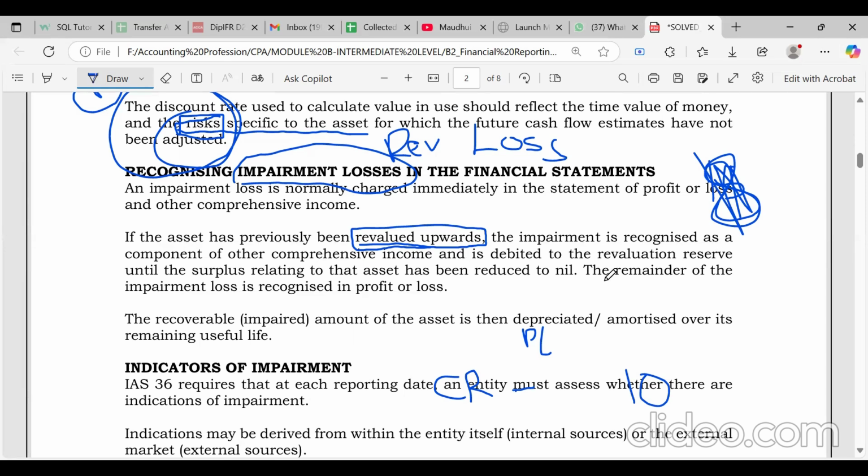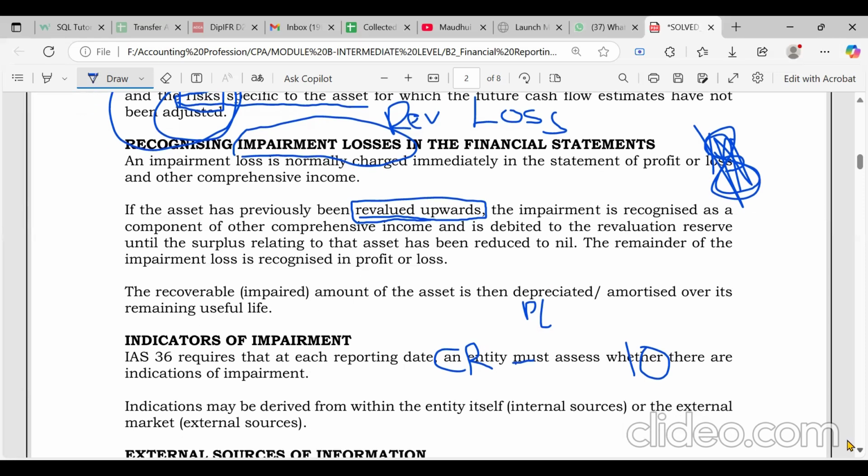So I hope you have got what I wanted to say. The remainder goes to the income statement. So that's what we do. Okay, let's go on now.